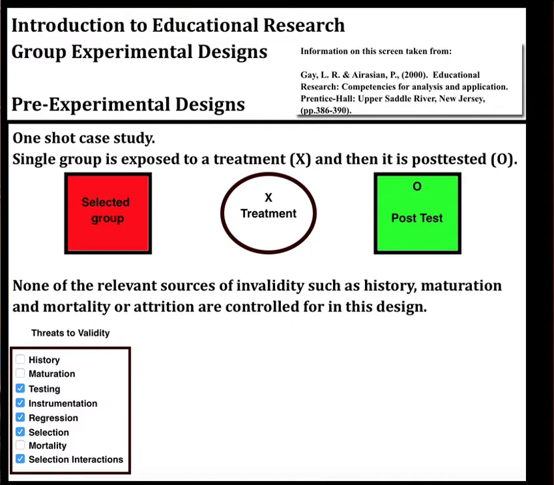None of the threats that are relevant to this design, like mortality or attrition, maturation or history, are controlled for. Even if the research participants, after receiving the treatment, score high on the post-test, we cannot attribute their performance to the treatment since we did not know what they were before being administered the treatment.